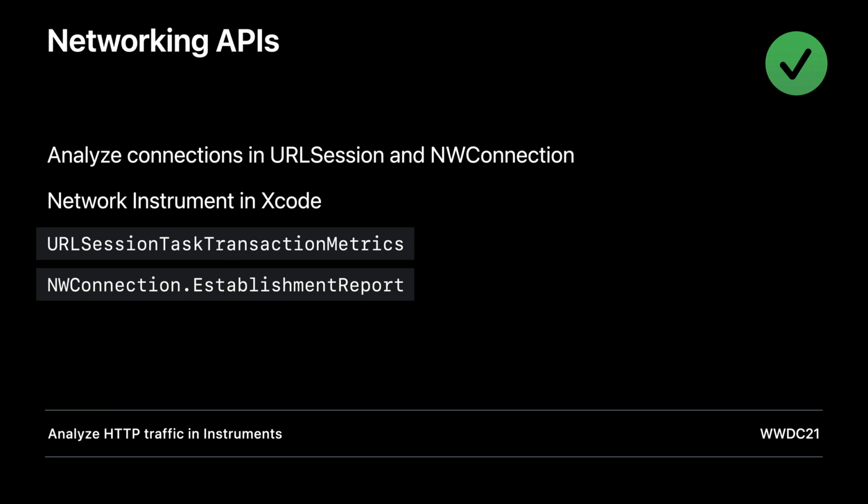And you can use the metrics APIs in both URLSession and Network framework to understand when your connections use Private Relay. In task transaction metrics, you can check to see if your task used a proxy. In NWConnection's EstablishmentReport, you can also inspect the timings of DNS name resolution and each stage of the proxied connection establishment.